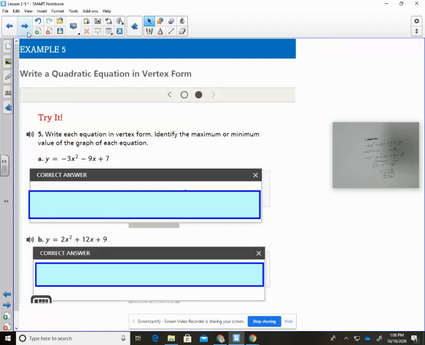Number 5, write each equation in vertex form. Identify the max or minimum of each value. I'm going to do this a little bit differently than the book does. What is vertex form? Vertex form is y equals a times x minus h squared plus k. That's vertex form.